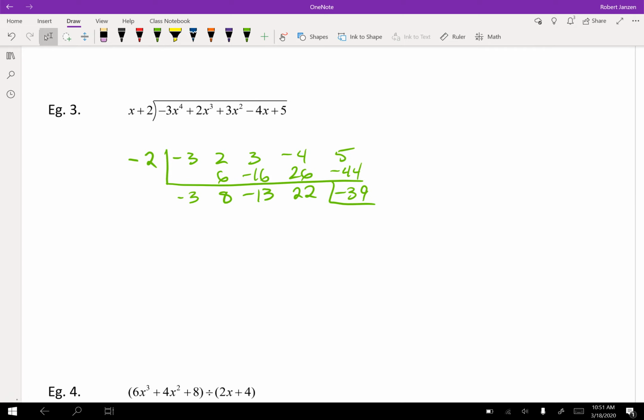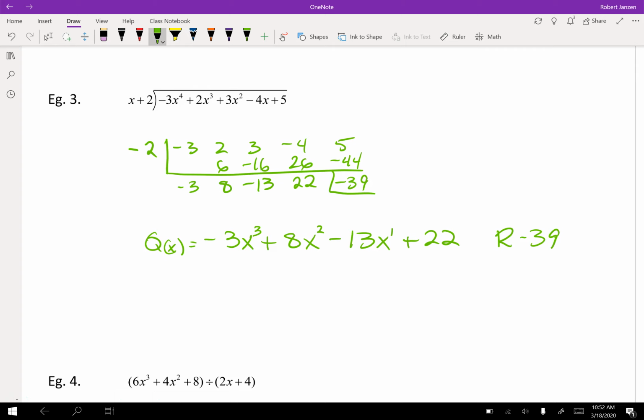You can't leave it like that. We need to say what my answer is. So my quotient is negative 3 x to the power of something plus 8 x to the power of something minus 13 x to the power of something plus 22 x to the power 0. So now I can go back. I know this is a 1, this is a 2, this is a 3. Remainder negative 39. I think you'll see that it is quite a bit easier than the other method.